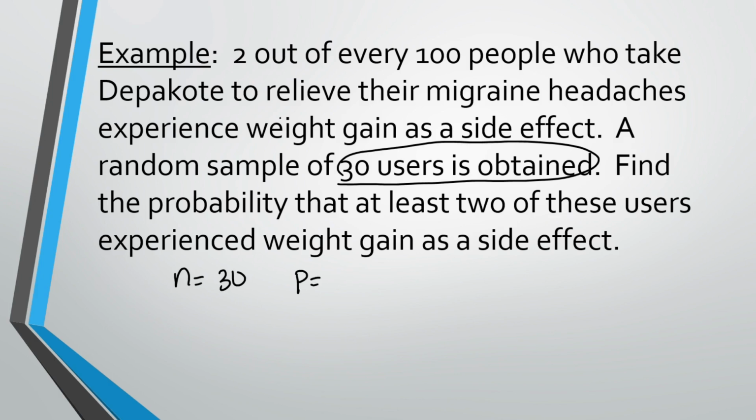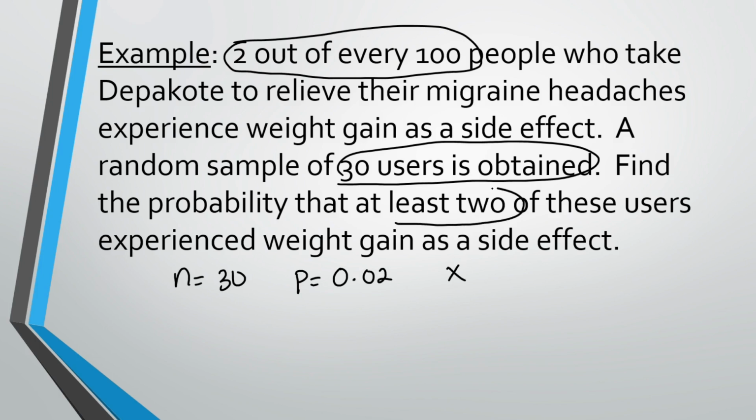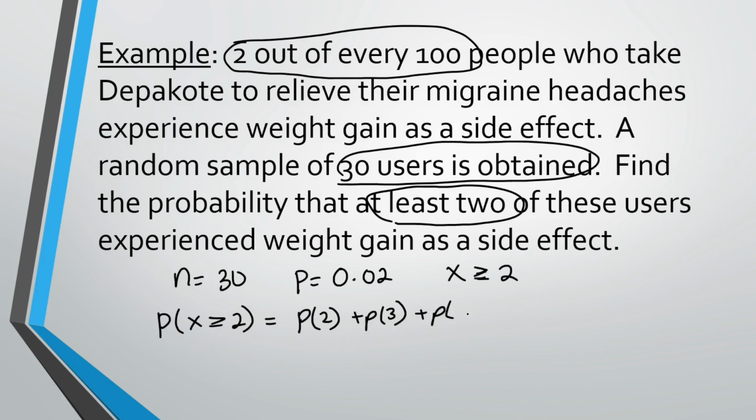P is our probability, and they didn't give us a percentage, but they did give us a fraction. 2 out of 100 is equal to 0.02. X is at least 2 successes, so we're going to use greater than or equal to 2. So I want to find the probability of X being at least 2, and that is equal to P of 2 plus P of 3 plus P of 4 all the way to P of 30, our last trial.